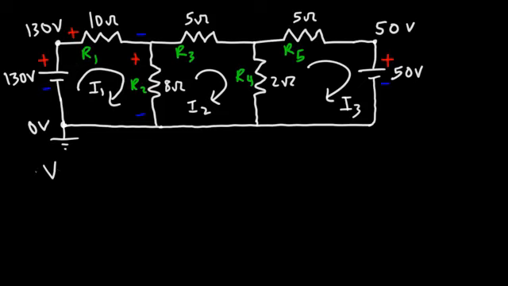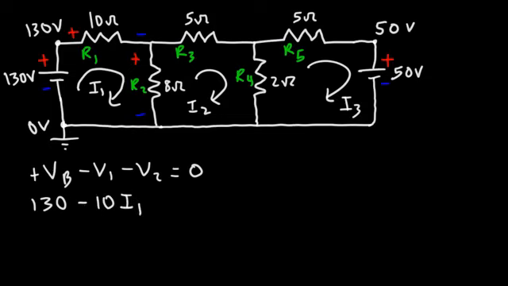So this is going to be the voltage of the battery. That's a voltage rise, so we're going to give it a positive value. We have a voltage drop across R1, so that's going to be a negative value. And the voltage drop across R2, which is also negative. So that's the first equation that we have using Kirchhoff's voltage law. The voltage of the battery is 130. V1 is going to be I1 times R1. R1 is 10, so V1 is 10 times I1. V2 is going to be R2, which is 8, times the difference between I1 and I2.